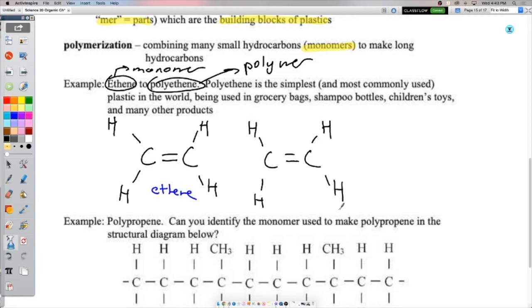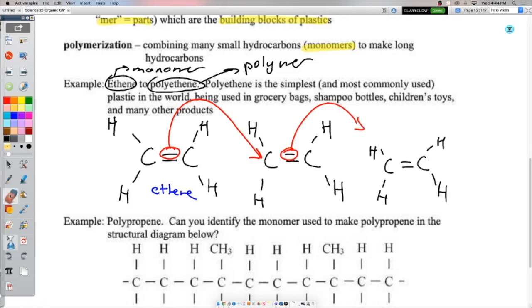Now I've drawn two of them next to each other because what are you going to do? See this bond here? What if you took it and you used it to stick onto there, okay? And then you didn't stop there. You took that one and ripped it off and stuck it onto another carbon, another ethene. And then you can probably see where this is going. You're going to take that one, rip it off, stick it onto another ethene. And you keep going and going in this chain. And eventually what you make is polyethene, right?